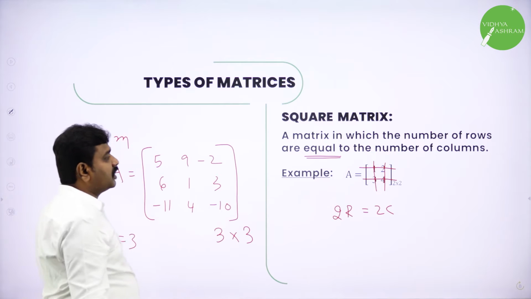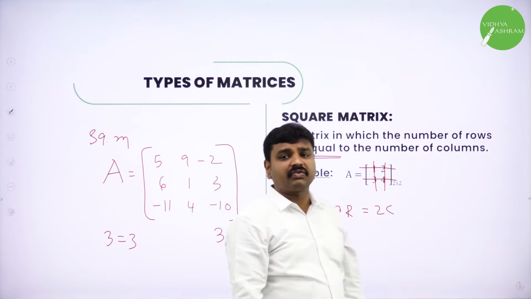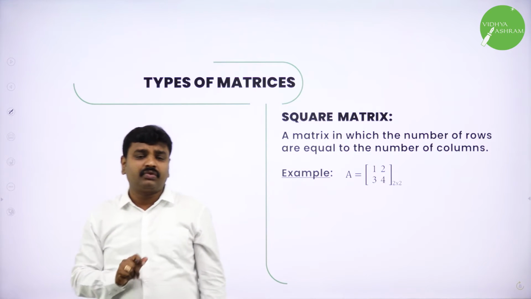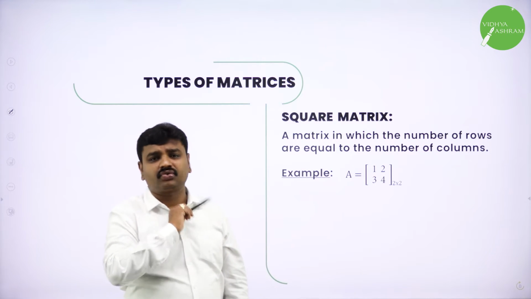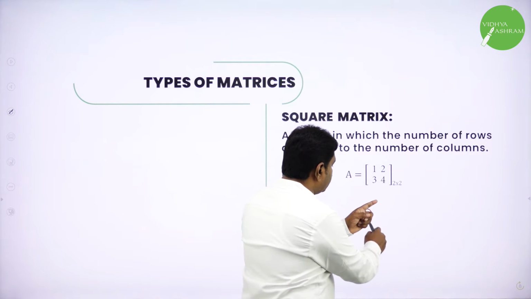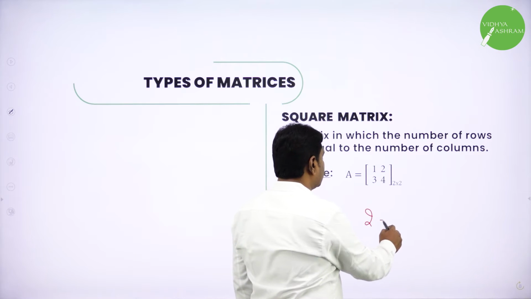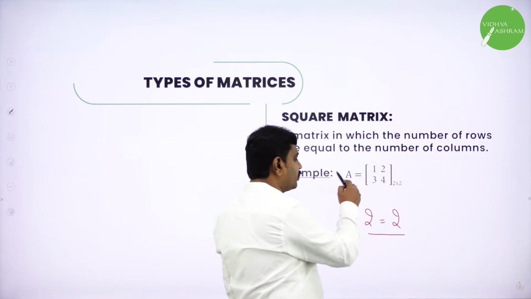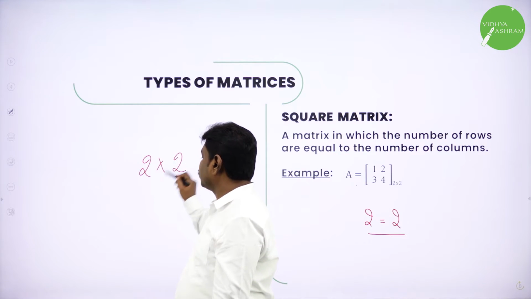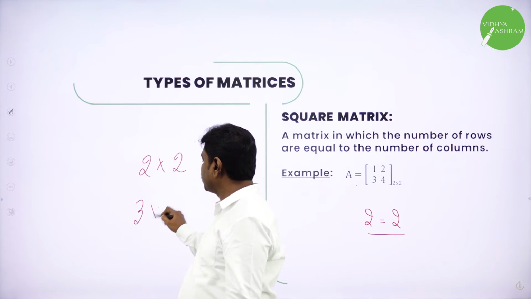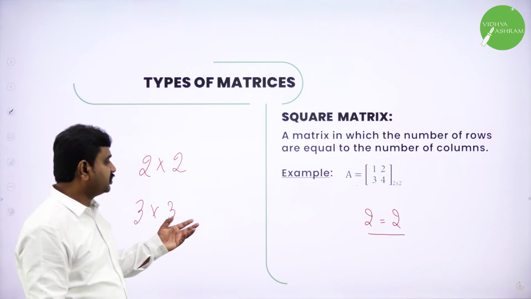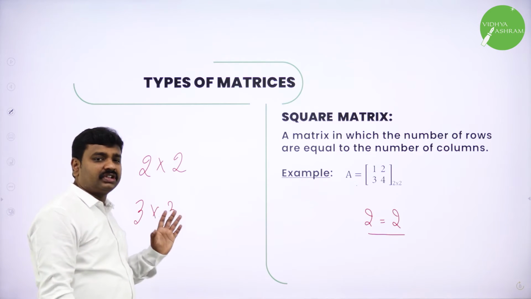What is square matrix? A matrix in which number of rows is equal to number of columns is called a square matrix. So in our syllabus, we have 2 cross 2 square matrix and 3 cross 3 square matrix, which we are going to study. Here 2 rows are there and 2 columns are there. So therefore, number of rows is equal to number of columns. This is square matrix. Further, 4 cross 4 is also a square matrix. We are not going to study so much. So our syllabus ends with only 3 cross 3.